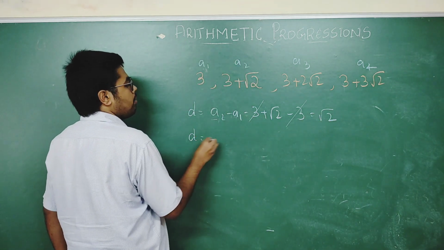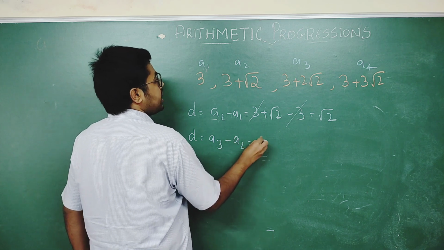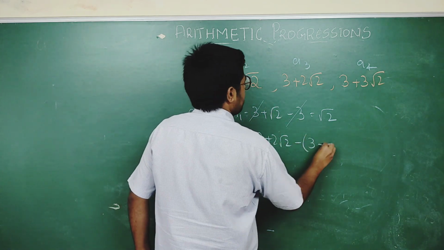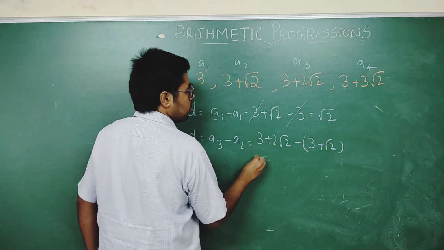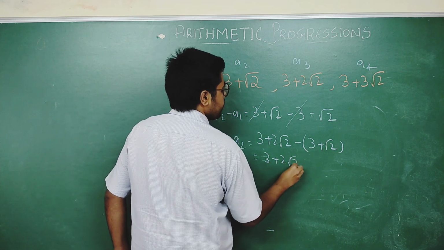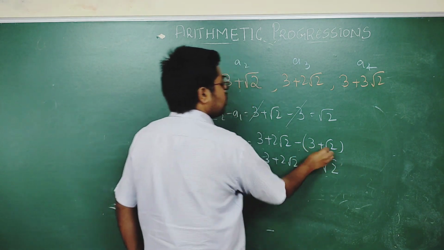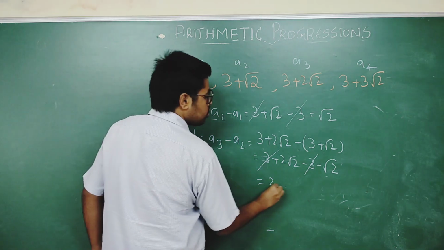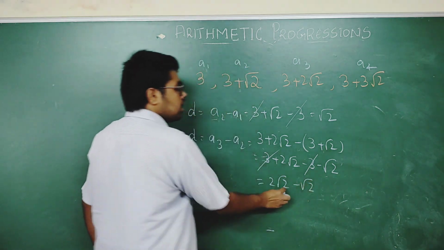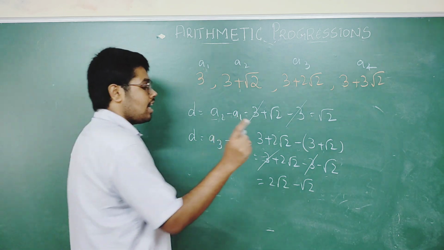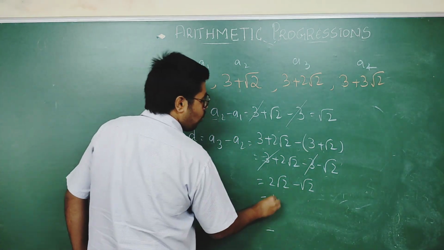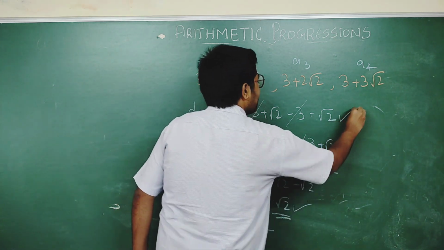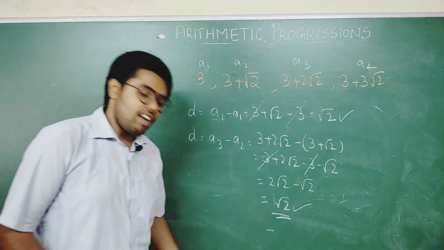Next, common difference. How much? It is A3 minus A2. What is A3? 3 plus 2 root 2 minus of 3 plus root 2. Correct? It is minus of. So now just remove the bracket. It becomes minus 3 minus root 2. Minus into plus, it becomes minus. So if you see here, minus 3 and plus 3 cancel. It is 2 root 2 minus root 2. Root 2 is twice here and root 2 is once here. So it becomes 2 minus 1, 1 times root 2, or just root 2. So again the common difference is root 2. Again it is root 2. So this should definitely be an AP.